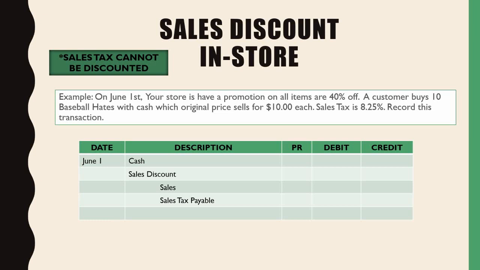So in this case, with this sale that I have, what should be my total sales? $100. It should be 10 baseball hats at $10 each is $100. Good. Now you've got to calculate the actual discount. What is my discounted amount off of that? $40. $40 is correct.